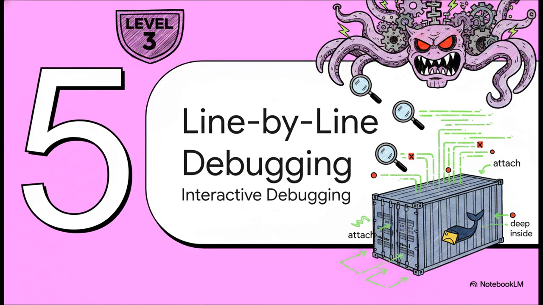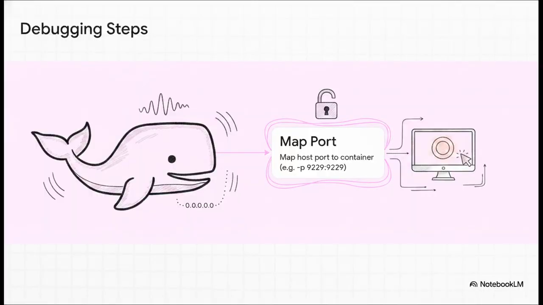Section 5, Level 3, Line-by-Line Debugging. All right, we've made it to the final boss fight, attaching a deep, interactive line-by-line debugger to an app that's buried deep inside a Docker container. To make this work, we first have to establish a secure comms line.